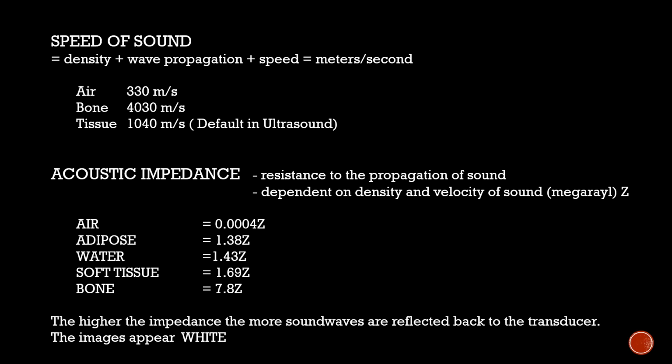Acoustic impedance is the resistance to the propagation of sound, or the ability to reflect the sound wave. This depends on the density and the velocity of the sound, measured in megarayls. To compare, air has 0.0004 megarayls, adipose has 1.38, water has 1.43, soft tissue has 1.69, and bone has the highest acoustic impedance at 7.8 megarayls. The higher the impedance, the more sound waves are reflected back to the transducer, and the more the image will appear white.